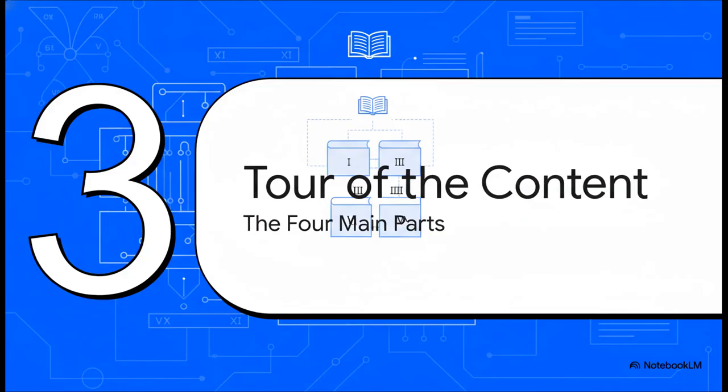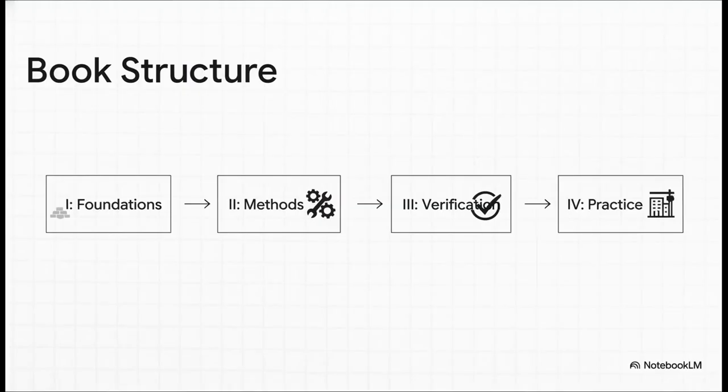All right, we've covered the why and the who, so now let's get into the what. The whole book is structured in 4 main parts, and they follow a very logical progression. You can see the flow right here. It starts with foundations, which makes sense, then dives into specific methods. After that, it covers how to verify your work, and then it wraps up by talking about how to put it all into practice. Let's just quickly peek inside each of these parts.